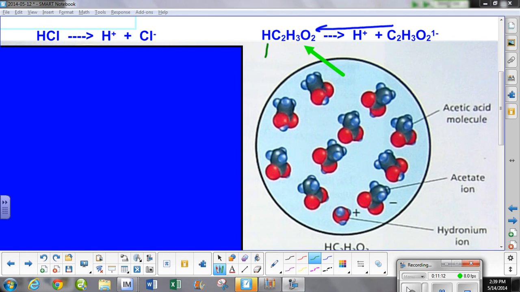Here, let's do green. We had 10 of these guys. One of them dissociated. Now we have 9. How many hydrogens should we have? The hydrogens in the middle of this molecule, these guys don't go anywhere. This is the only one that leaves, because this is part of the acetate ion.